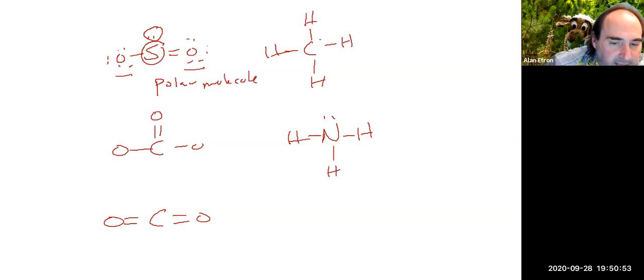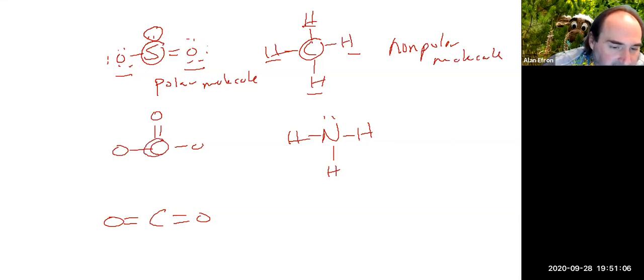I see central atom. I see no dots. I see everybody's the same. That's going to be a nonpolar molecule, even though carbon hydrogen is nonpolar to begin with. So that should also help you. I go to the central atom. I see no dots. I see everybody's the same. Going to be nonpolar.